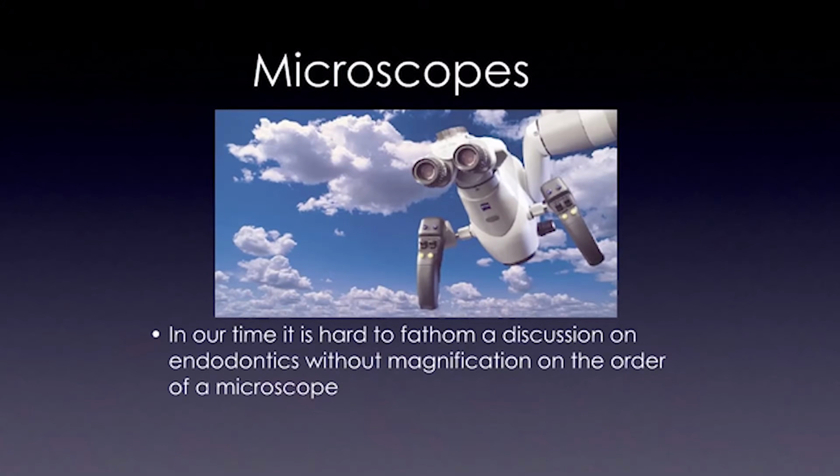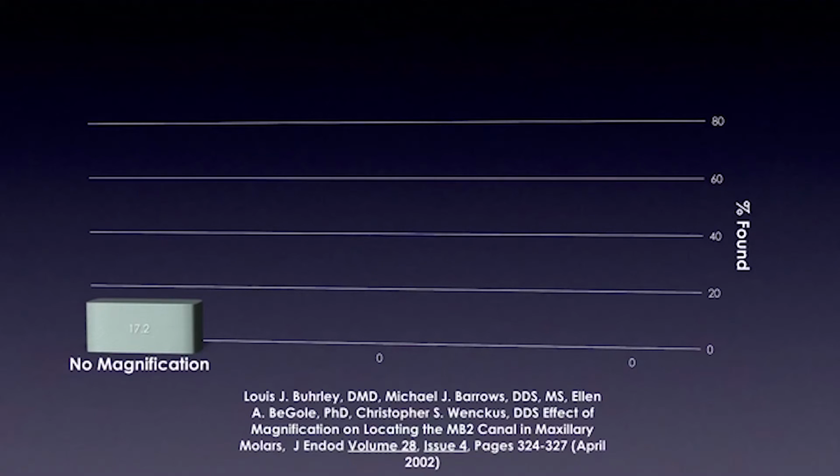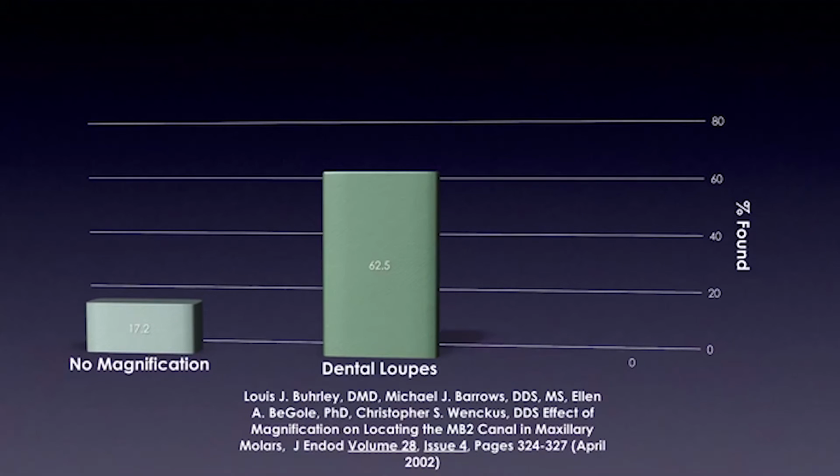In our time, it is hard to fathom a discussion on endodontics without magnification on the order of a microscope. No study illustrated this more to me than the Burley-Barrow study of 2002. It showed how difficult it was to find the mesial-buccal number 2 canal of the maxillary first or second molar without magnification. The canal, which we all know is found somewhere around, let's say, 85% of the time, depending on the literature, well, without magnification, they found it 17.2% of the time. If you added magnification, you were up at 62.5% of the time.